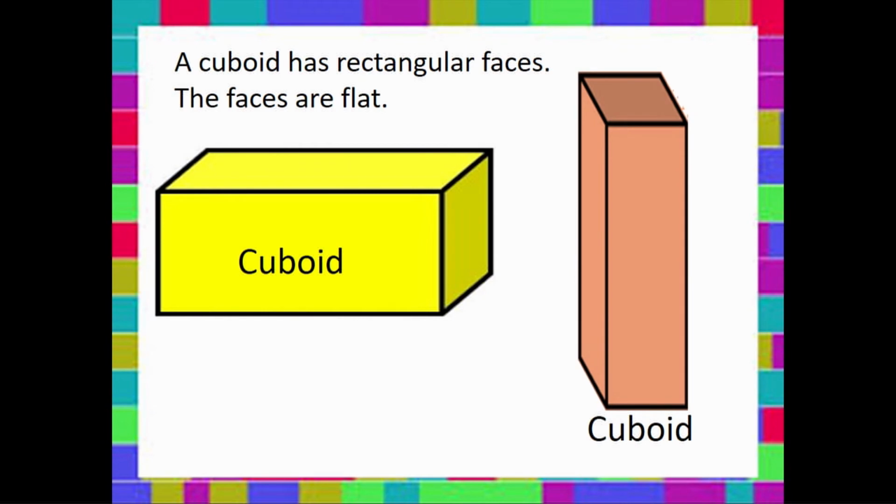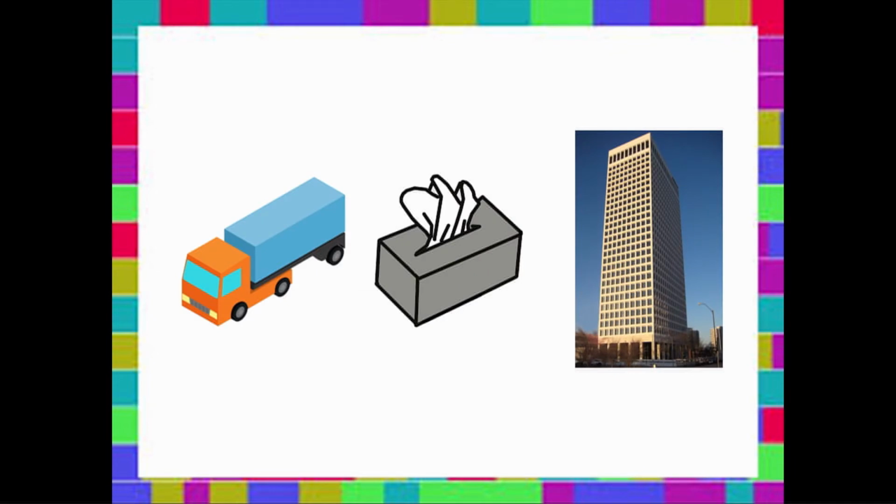Can you think of some things that look like a cuboid? How about a trailer? A box of tissues? Or when you're driving in the city and you see the tall buildings, they are the shape of a cuboid. Let's look at our next shape.